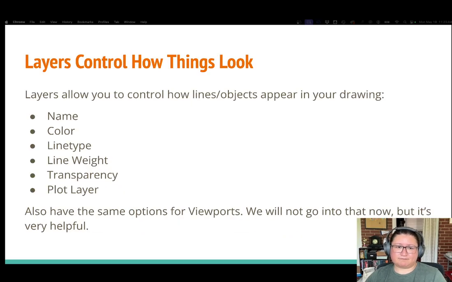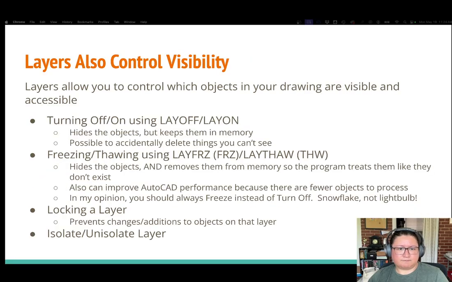It's helpful. So the first thing to think about with layers is that they control how things look, so the visual appearance both in your model space and on your paper space. They allow you to change the name of the layer, which is not a thing that's visible, but it's a way that you're going to sort things and be able to find them later. The color of the layer, line type, line weight, transparency, and then plot, whether or not you see it in the plotted version, so the plot layer. You also have a lot of those same options for viewports, but we're not going to talk about viewports today. That will be when we start talking about plating later in the semester.